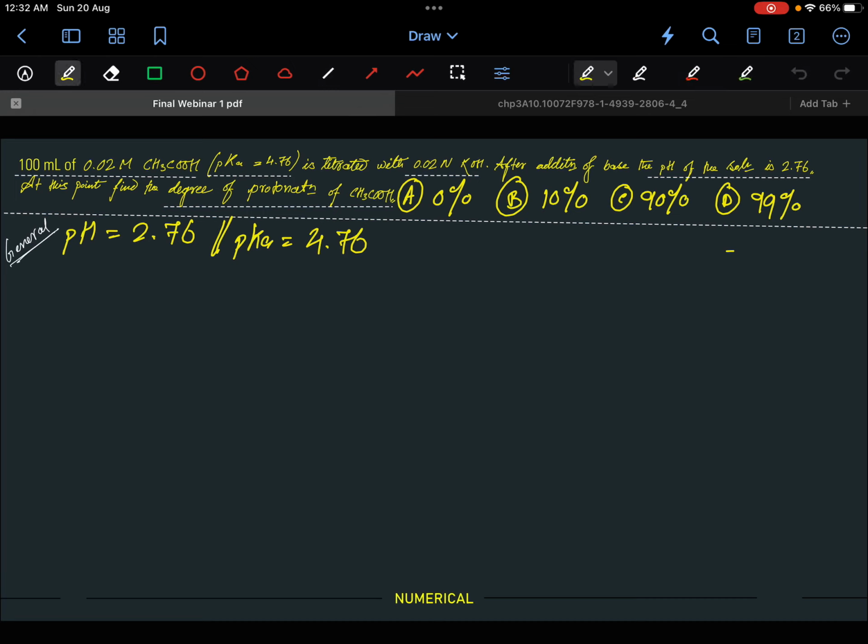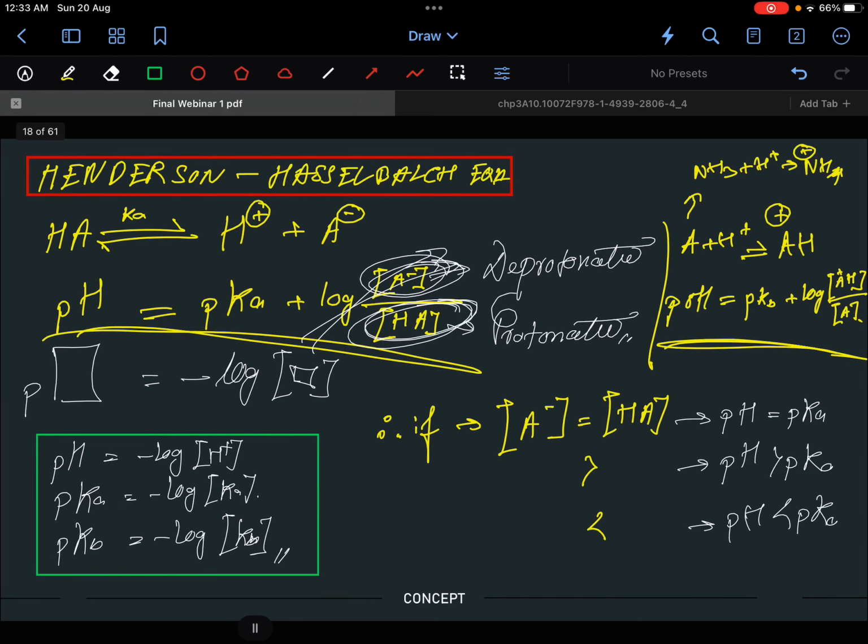Okay, so what is the meaning of degree of protonation? Another term is there, that is degree of protonation. It is nothing but, which one is the protonated form? Let me see from this one. HA is the protonated form, and deprotonated means it has lost the proton. Deprotonation means the deprotonated form, that is A minus. So if this is the acid, this is the conjugate base, right?